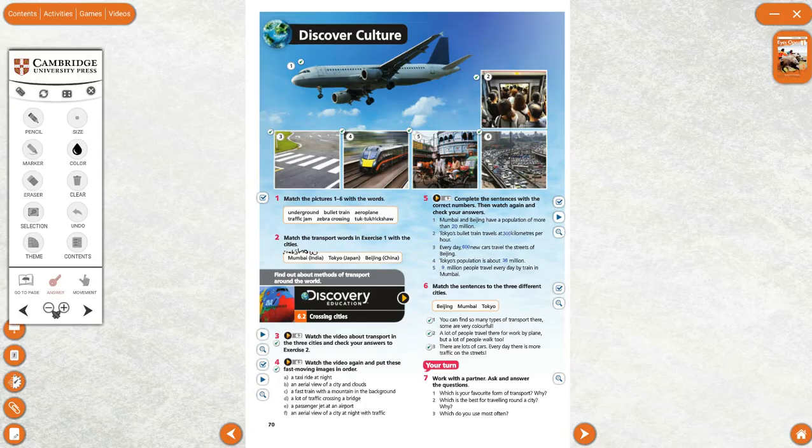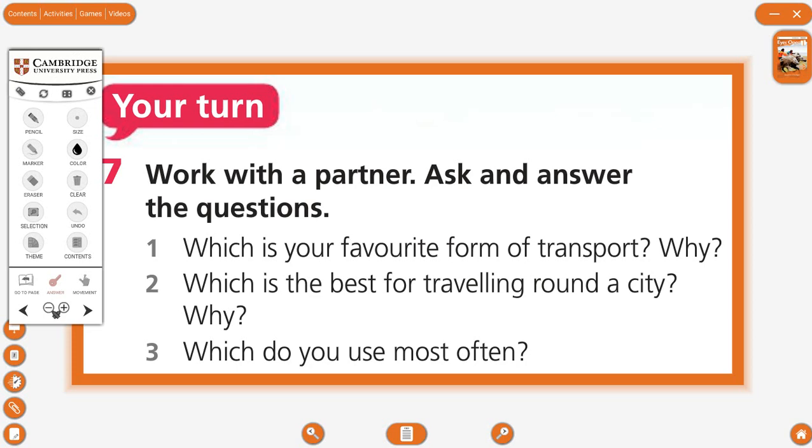Look at exercise 7. You will answer the questions for yourself. Work with a partner and ask and answer the questions. For example, which is your favorite form of transport? Why? I will answer for myself for the first question: airplane, because I arrive at the place that I want faster than with the others.